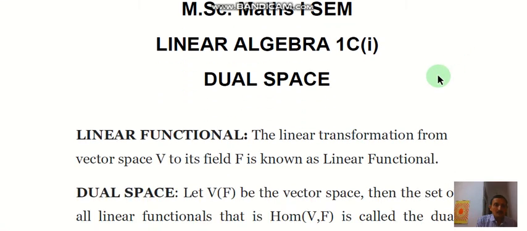First we define the linear functional. A linear transformation from the vector space V to its field F is known as a linear functional. Such a mapping from vector space V to its field is known as a linear functional.